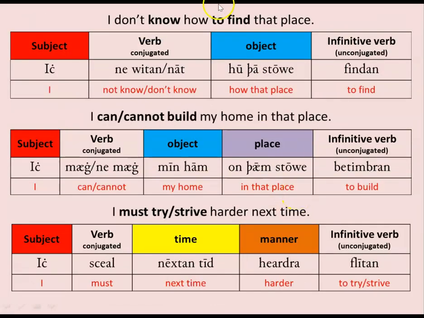Next one, I don't know how to find that place. There's two ways we can do that. It could be ich near witten hu tha satoa findan. Or it could be ich nat hu tha satoa findan.